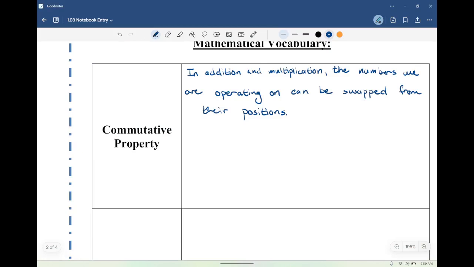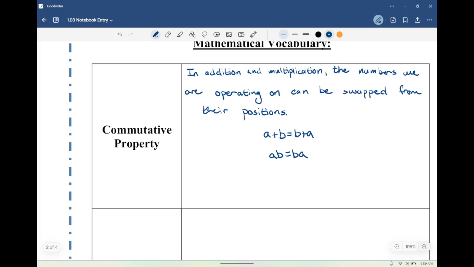And so again, commutative property. In addition and multiplication, the numbers we are operating on can be swapped from their positions. Now, this is a very wordy way of saying A plus B is the exact same thing as B plus A. I can change the order of addition and I can change the order of multiplication. And so with this, we also say that AB is equal to BA.